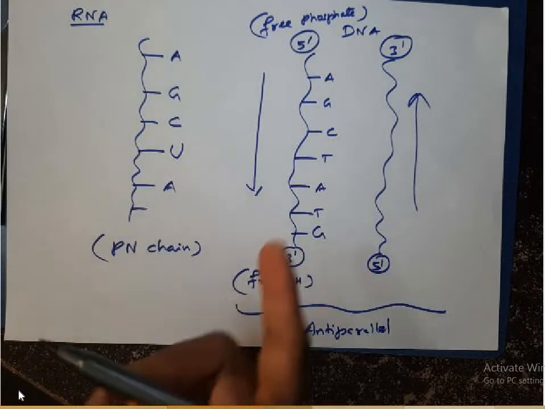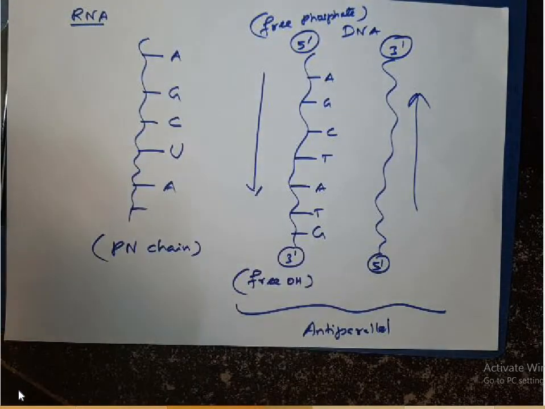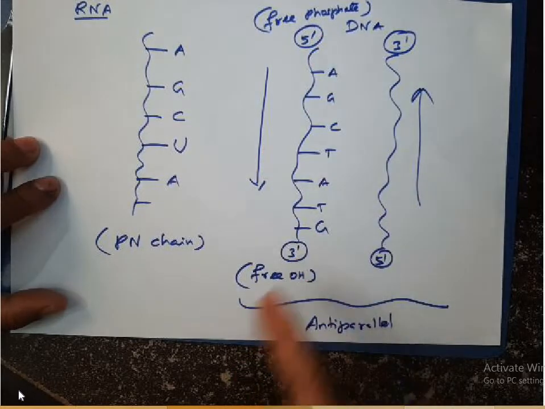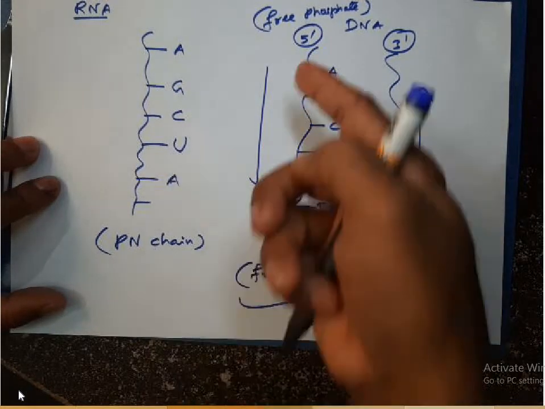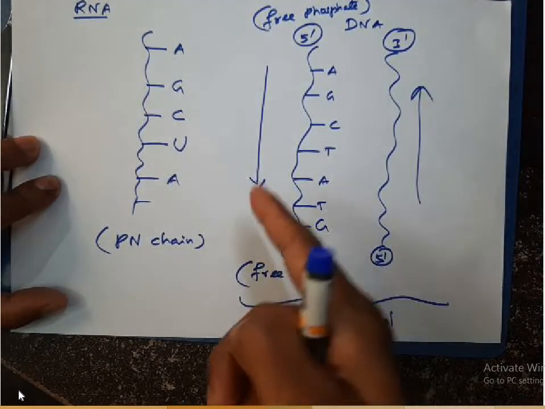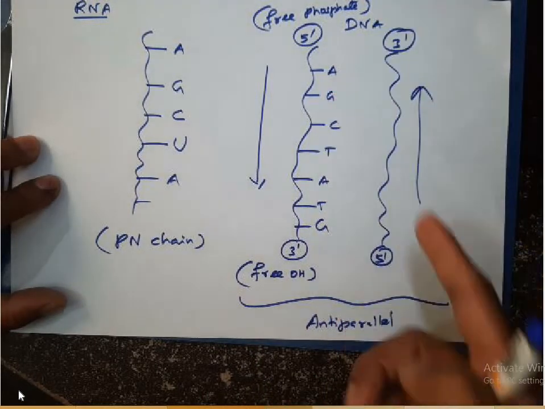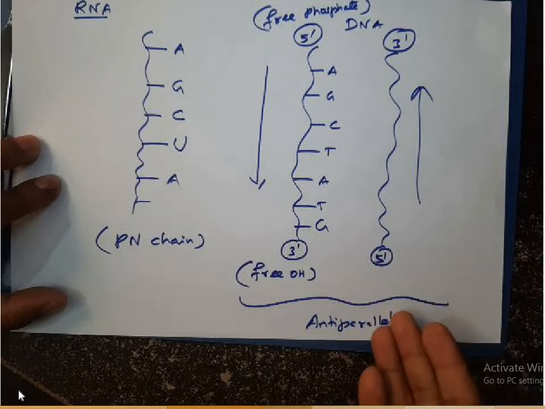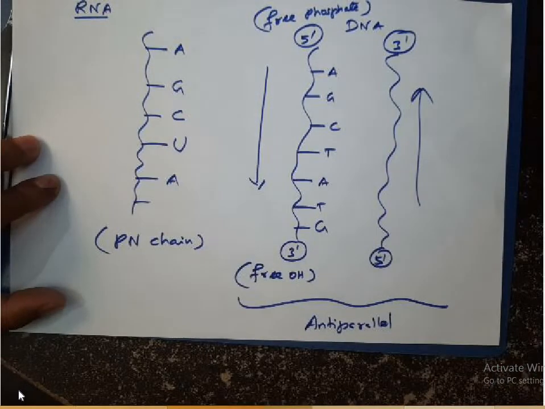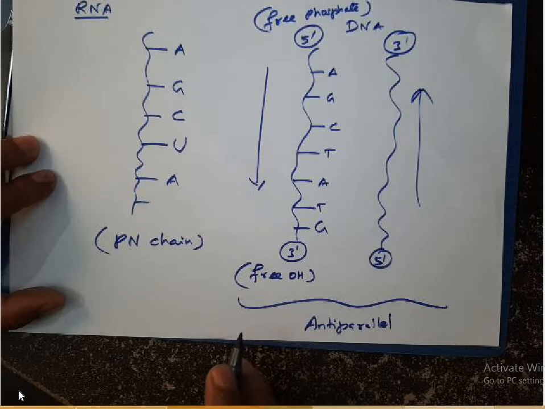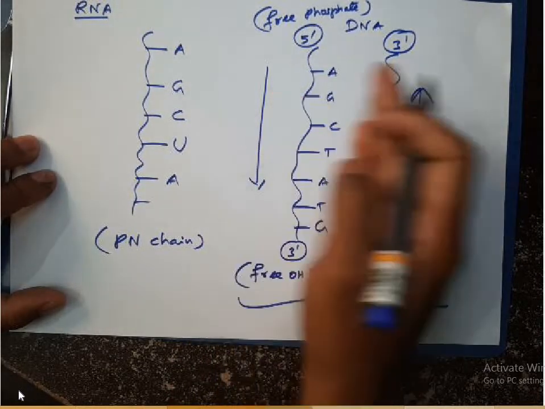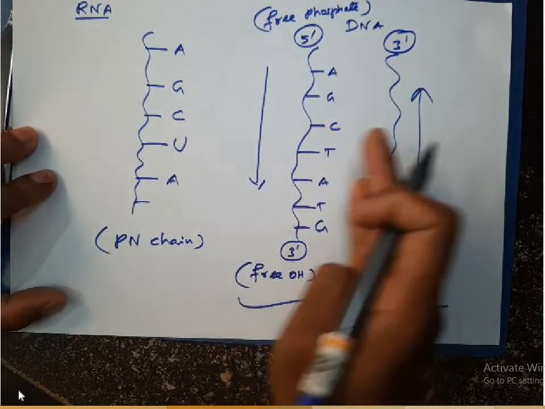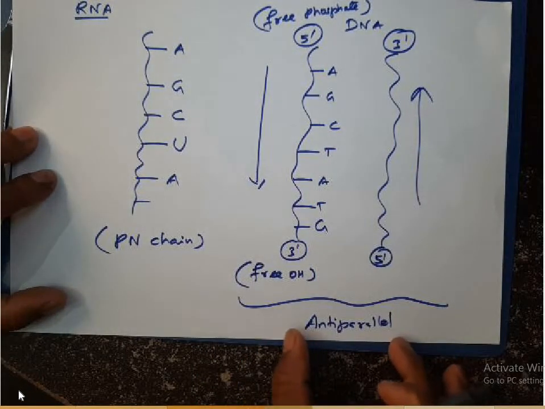But why is it called anti-parallel? Because by convention we read nucleic acid from the 5 prime end to the 3 prime end. So 5 prime to 3 prime is one direction. In the other nucleotide chain, the 5 prime end will be on the opposite side, and the 3 prime end will be on the other side. It is exactly opposite to this chain. That's why in DNA the two nucleotide chains are anti-parallel.